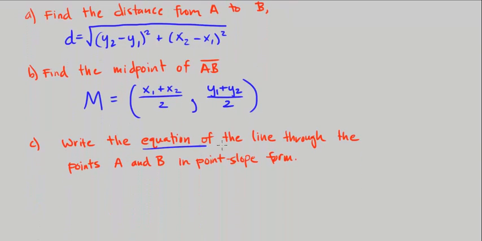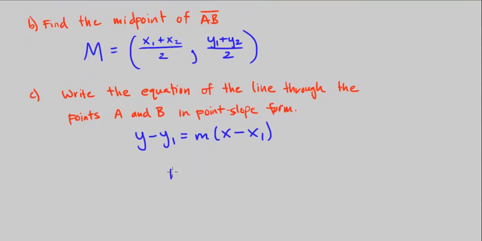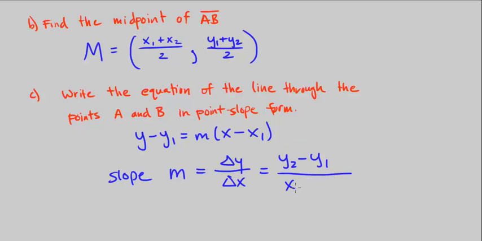And finally, the equation of a line through points A and B in point slope form. Well, point slope form, we know just y minus y1 is equal to m times x minus x1, right? y1, x1 we have already. M we need to go ahead and figure out. Well, m, the slope, is just the change in y over the change in x, delta y over delta x. That's equal to y2 minus y1, the difference in y over the difference in x, right?